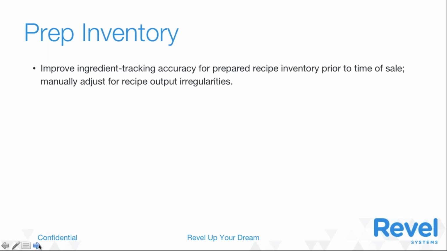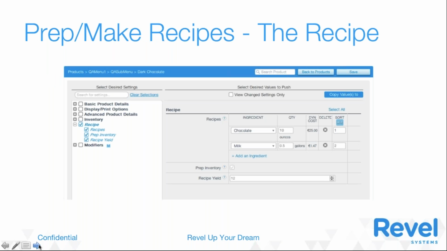This is actually something new with our new software release for 2.25. You can now improve the ingredient tracking accuracy for prepared recipe inventory prior to the time of sale, and manually adjust for recipe output irregularities. In the past, the only time inventory was reduced was when a product was sold. Now we have this new feature. This solution is going to help with inaccuracies and includes the prep inventory features.